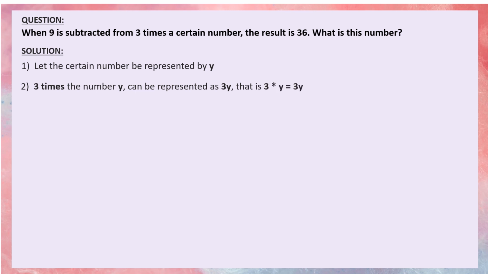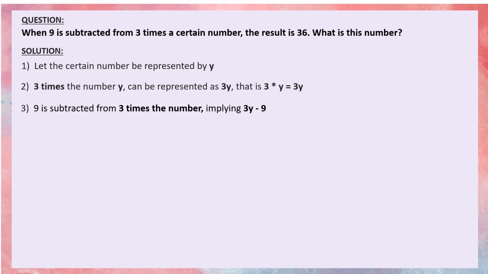If you look at the question above, it says when 9 is subtracted from 3 times a certain number. So this 3 times the certain number is 3y. And if 9 is subtracted from 3y, that is, 9 is subtracted from 3 times a certain number, it can be implied as 3y minus 9. Look at that again, 3y minus 9. It shows that 9 is subtracted from 3 times a certain number, which is 3y.